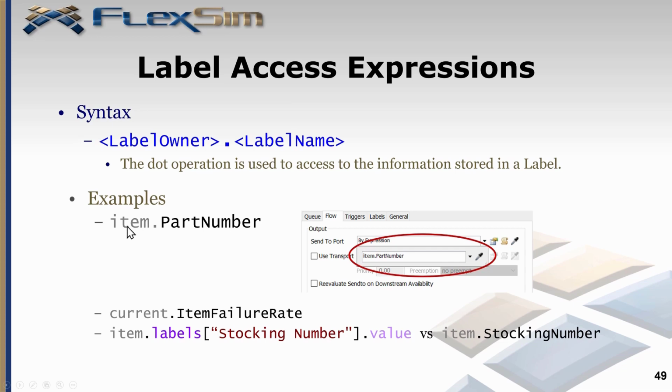It's not always the flow item that has a label. It could be the current object that has a label, in which case you would just say current dot item failure rate if that's the name of your label.